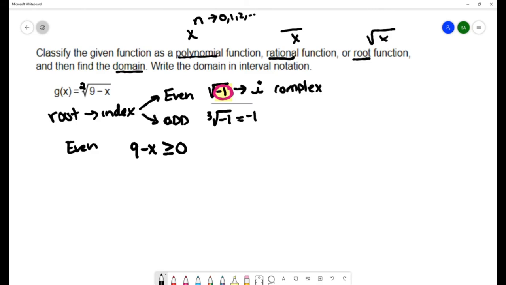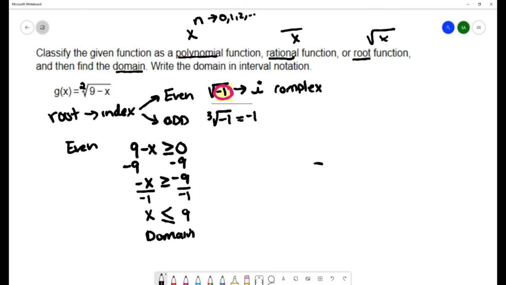So I'm going to solve this inequality by subtracting 9. I get negative x is greater than or equal to negative 9. Divide both sides by negative 1. When you have an inequality, you need to reverse the inequality symbol anytime you divide by a negative on both sides. So that gives x is less than or equal to 9. This is our domain. These are the values that will produce a positive or 0 underneath the radical.